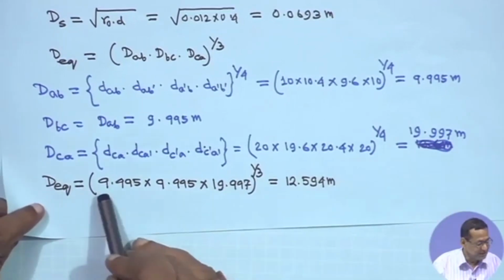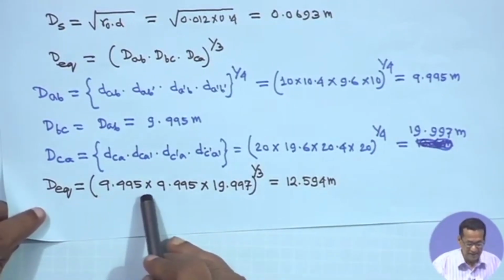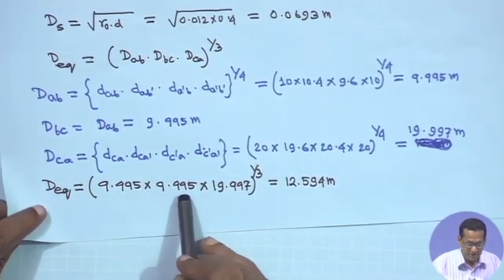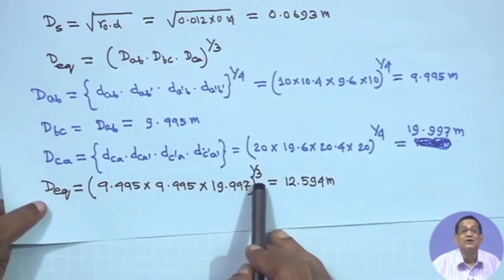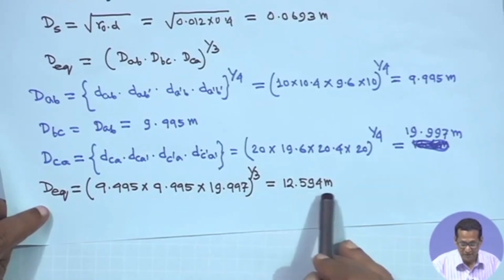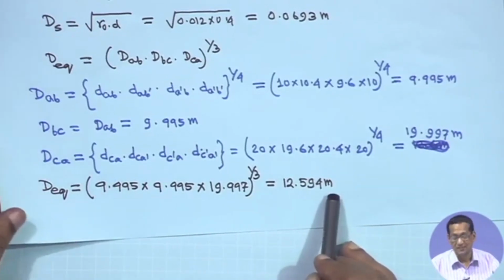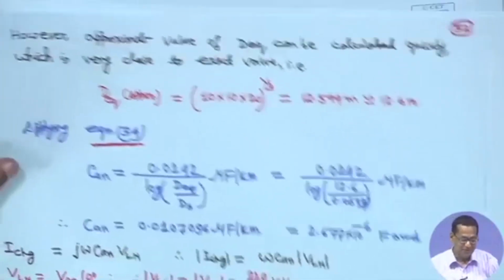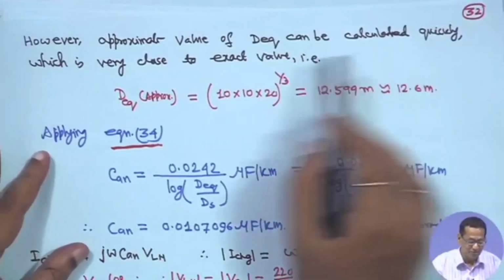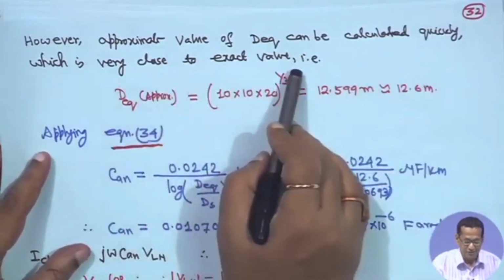Next, you calculate DEQ, which is equal to 9.995 into 9.995 into 19.997 to the power 1/3, and that is equal to 12.594 meter. That is DEQ. But if you see, approximate values for DEQ can be calculated quickly, which is very close to the exact value.